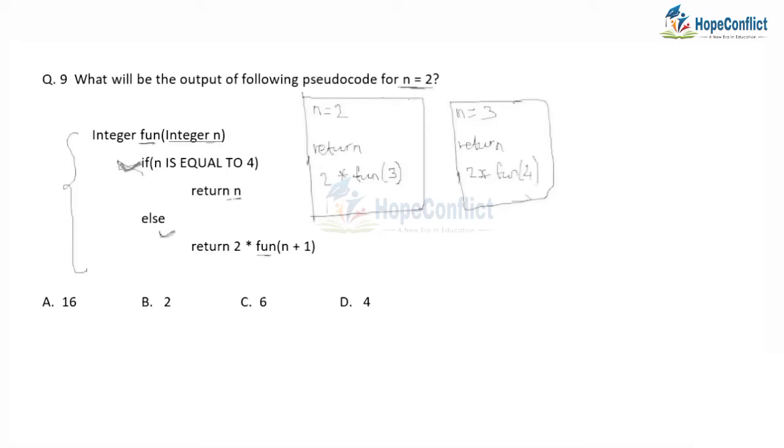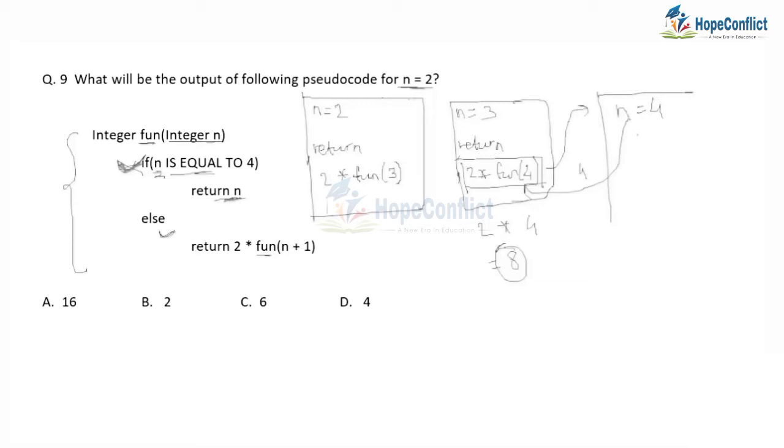Okay, so for the next function value of n is 4. Now in this case this if condition will get satisfied, value of n is indeed equal to 4. So we are going to return the value of n which is 4. We are going to return 4 to the function call made here. So this particular statement in our earlier function will now become 2 multiplied by 4, which is nothing but 8, and we are going to return this 8 value to the earlier function call made, which is this.